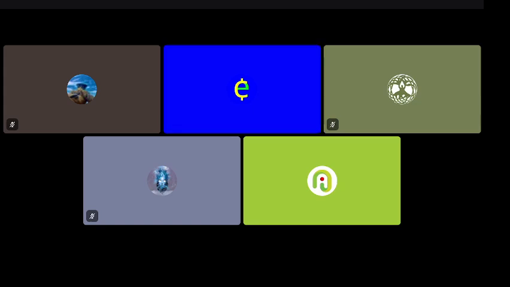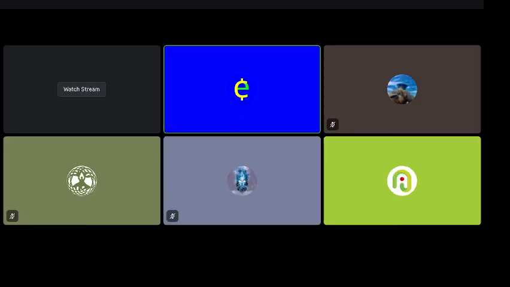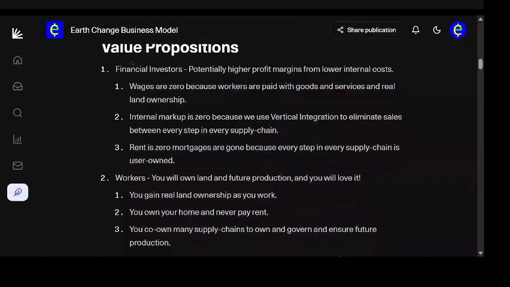In other words, anyone like a venture capitalist or a so-called Shark Tank kind of guy who wants just regular returns, the value proposition for the financial investors is that they have potentially very high profit margins because our internal monetary costs are very close to zero and eventually can actually hit zero.